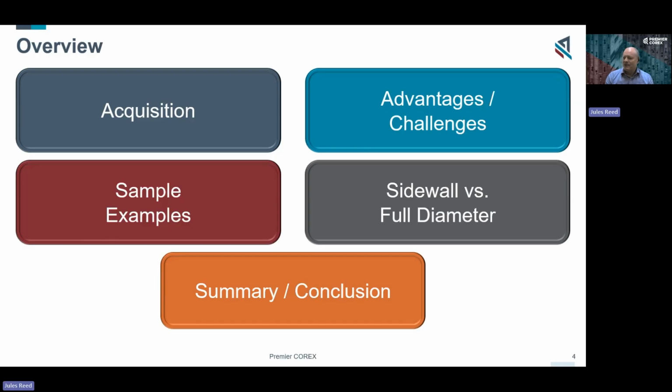So as an overview of what we're going to look at today, we'll look at the acquisition methods of sidewall cores. We'll look at some of the advantages or challenges that there are to the different sidewall core types. Then I'll look at some examples of sidewall core samples, and then begin to look at the sidewall versus full diameter question, and then finish off with some summary and the conclusions.